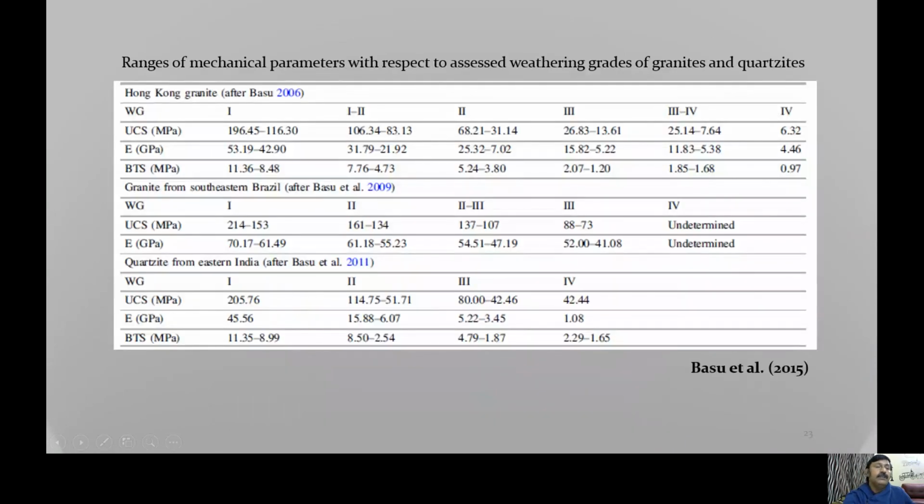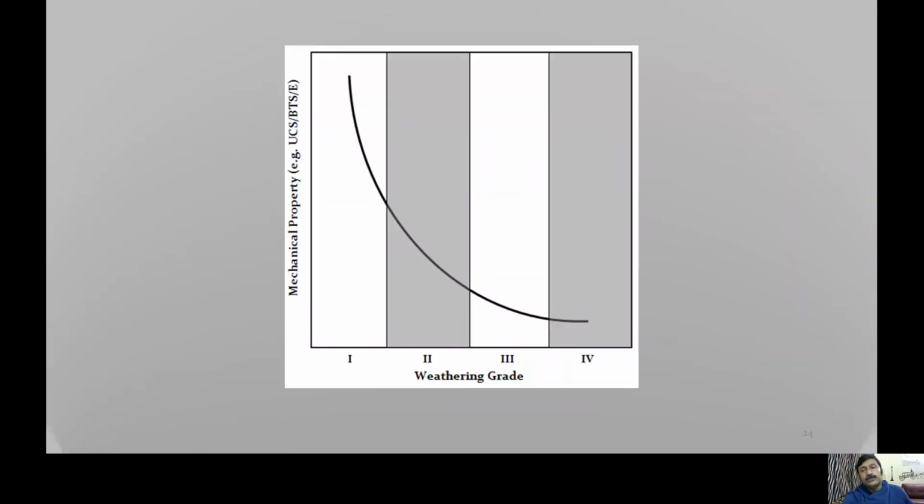And so we compared different mechanical properties of two different granitic rocks, like Hong Kong granite and granite from southeastern Brazil, and also of quartzitic materials from India. So these are the kind of mechanical property ranges that we could find. Okay, so this is a summary sheet you can see. One thing is very prominent from this summary sheet.